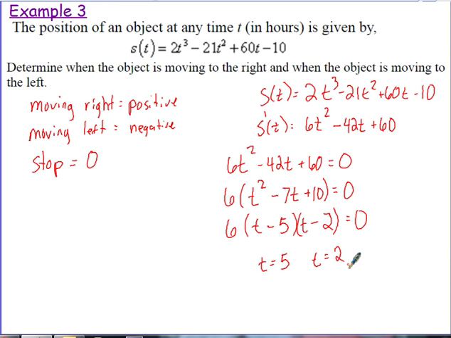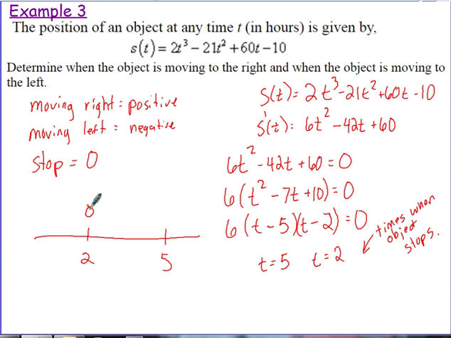These are my stops. So you have to understand, these are the times when my object stops. So I'm going to set up a nice little number line over here. So I know this is 2 and this is 5. And I know here my derivatives are 0 at those 2 points, right? And what else do you think I'm going to try and do now? Because it asked me for when is it moving right and when is it moving left.